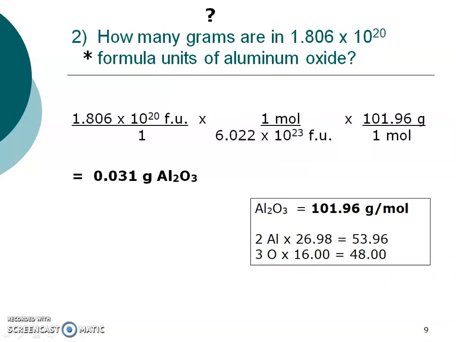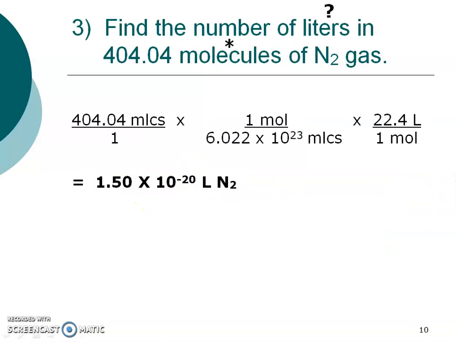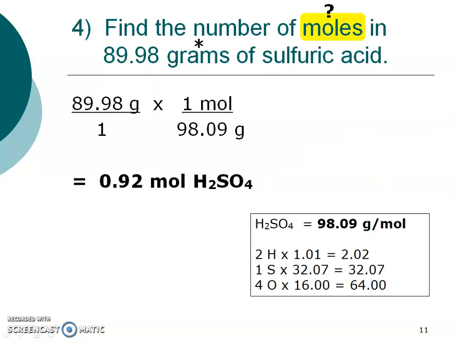Number 2. Notice there's nothing to highlight as far as the word mole, so it's going to be a 2-step problem. We do need the formula for aluminum oxide because you need the formula mass at that second conversion step. And so here's your answer, your unit, and your substance. Here's your number 3. Again, pause, making sure that your work is also correct. Here's your number 4. And again, I highlighted the word moles to tell me it's a 1-step problem.